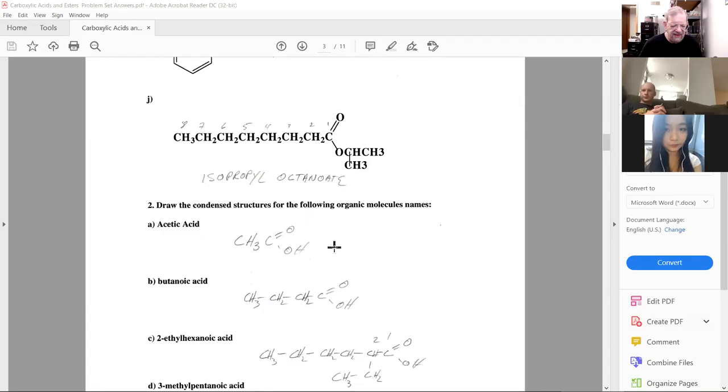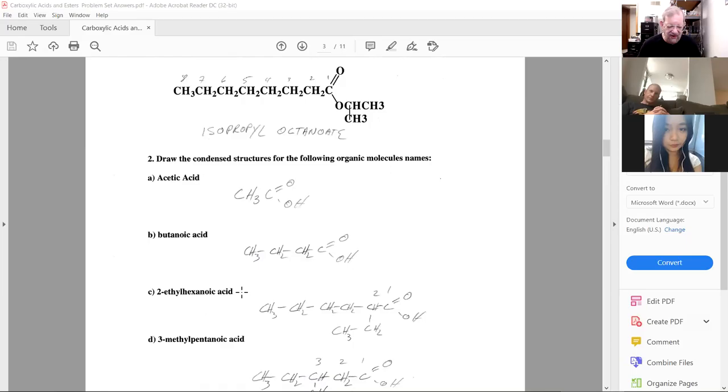Here's acetic acid. Nobody calls it ethanoic acid. Oh, excuse me. I think there's a frog in my throat. Ribbit. Test, test. Ester, ketone. It's working again.